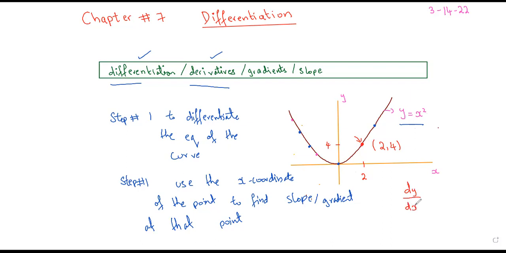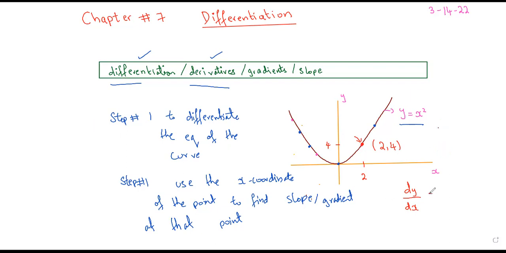Do not worry. This is how we denote derivative, dy by dx. We denote gradient using m. We denote speed using, let's say, s. We have different symbols for denoting different things in maths, right? We denote percentage with this sign. So in order to find the derivative, this is how we write it down.